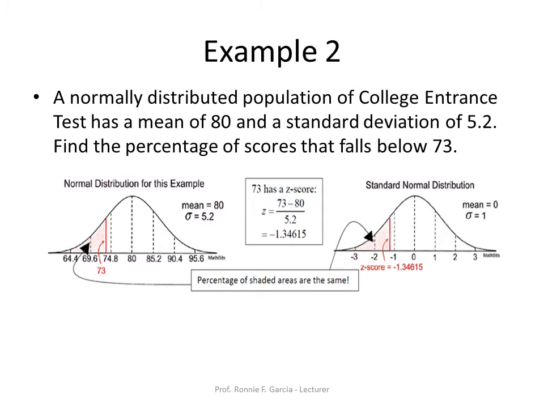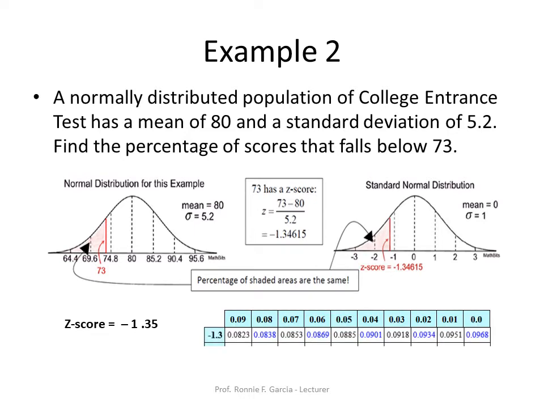We will get again our table and locate the z-score, negative 1.35, rounded off to the nearest hundredths. So I just got the portion for negative 1.3 and 0.05. So the intersection of the two will give us the area for negative 1.35, the area under that particular z-score. And that is 0.0885. So that is already the answer to this problem. Or we can convert that into percent. 8.85% of the scores falls below 73.